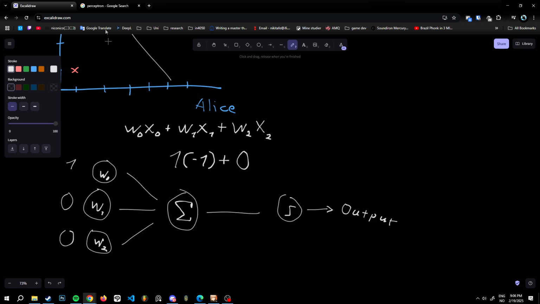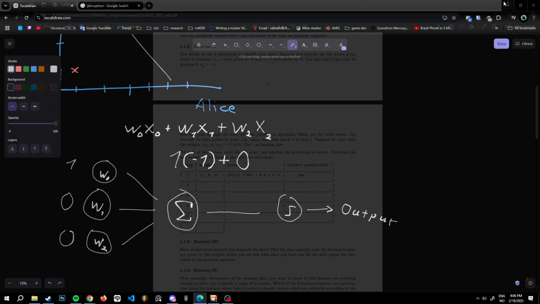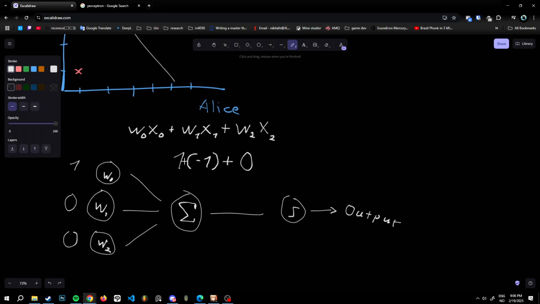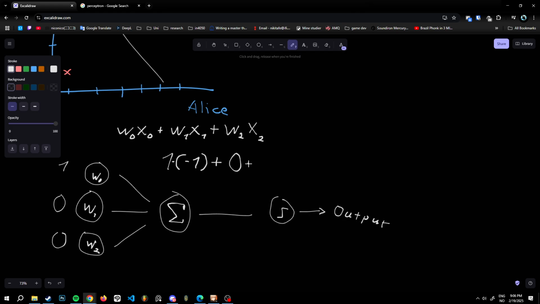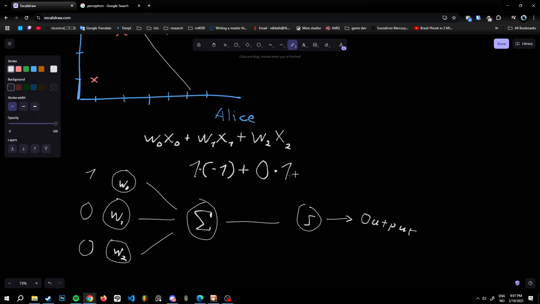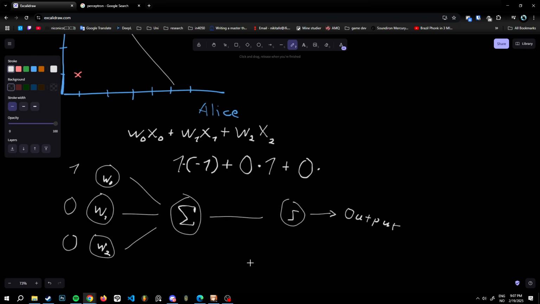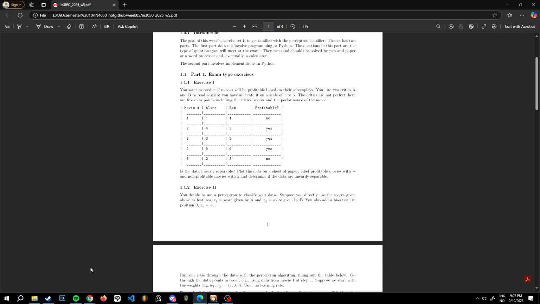Let me look at the cheat sheet. How did they do it? Yeah, okay, they actually do times everything here. Yeah, I mean, we can also do that. We can do times here. Times Alice's score on the first movie, which is 1. And we do times 0 because that's our weight, or plus 0 times Bob's movie score, which is 1.